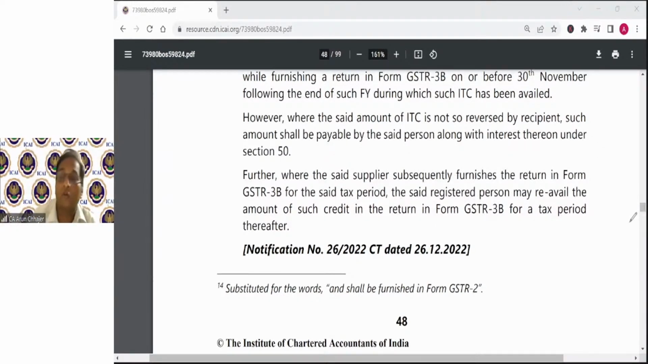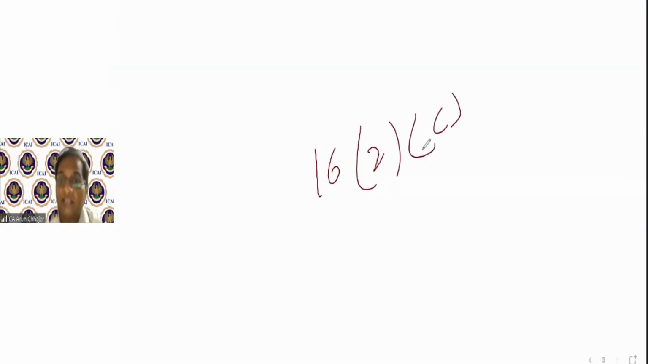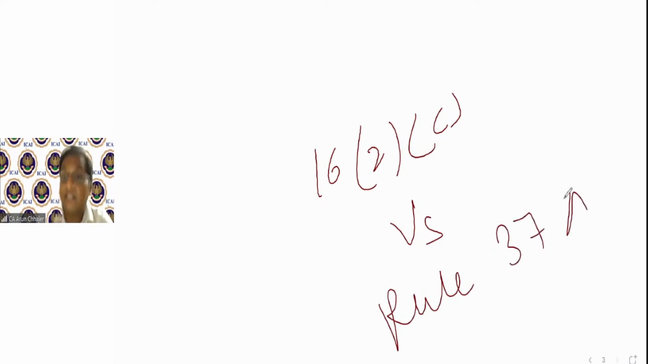Varsha, as of now there is a problem in the portal, because whether the supplier paid the taxes or not, there is no communication to the recipient. So 16(2)(c), you are absolutely correct. See, now the question is very interesting: 16 subsection 2 clause C versus rule 37A. Very interesting point which has been raised by Varsha.